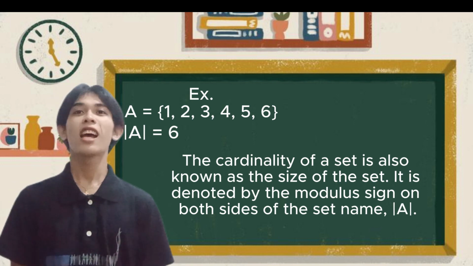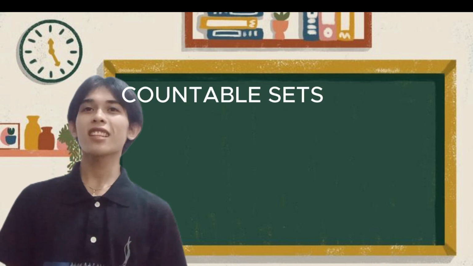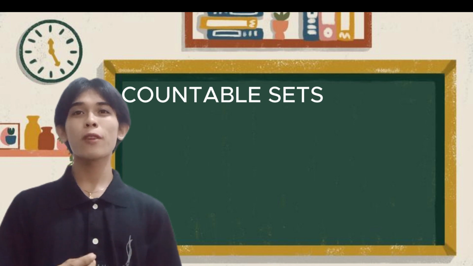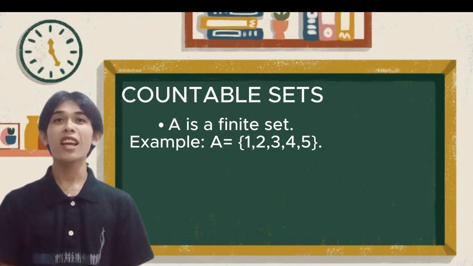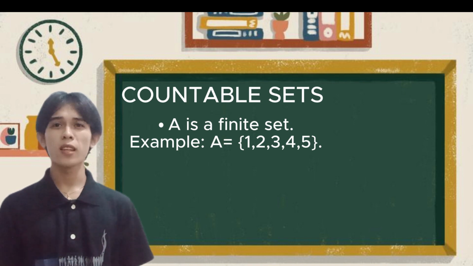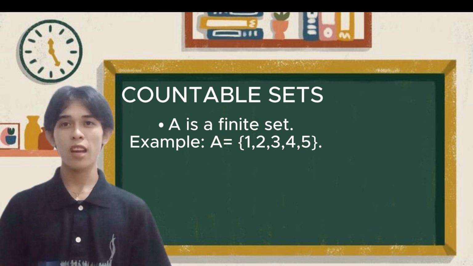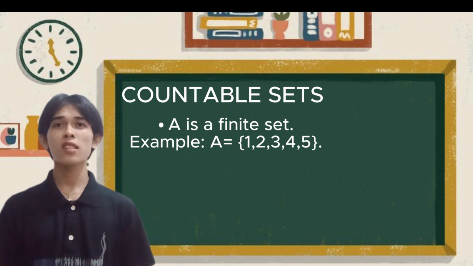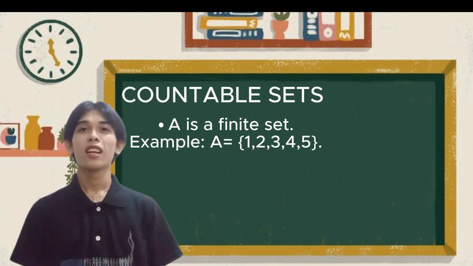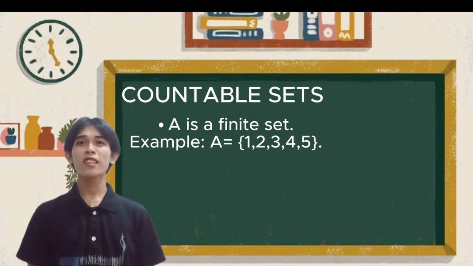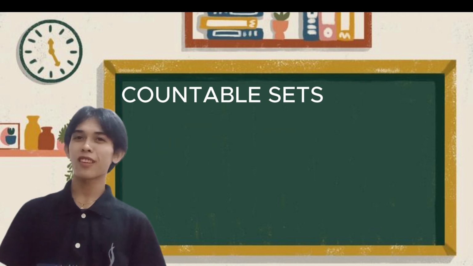Okay, next, let us talk about countable sets. To be precise, a set A is called countable if one of the following conditions is satisfied. First, A is a finite set. Example, set A is the set of 1, 2, 3, 4, and 5. So, what do you think is the cardinality of set A? 5, ma'am. Okay, very good. Now, do you consider this as a countable set? Yes, ma'am. Alright, very good.